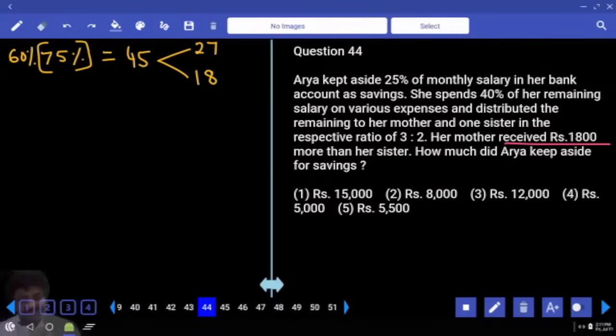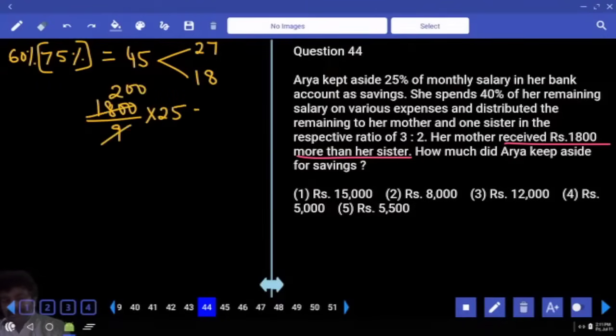Her mother received 1800 more than her sister. In terms of percentage, mother receives 9% more. So 1800 is equal to 9%, then 1% value is this much. How much did Arya keep aside for savings? For savings, she kept 25% away. 9, 200 times into 25, 5000 kept in bank towards savings.